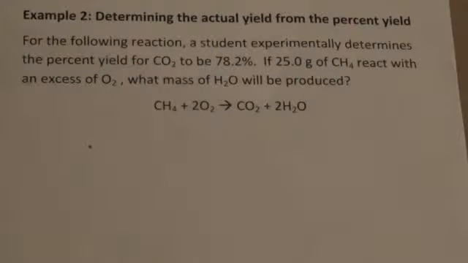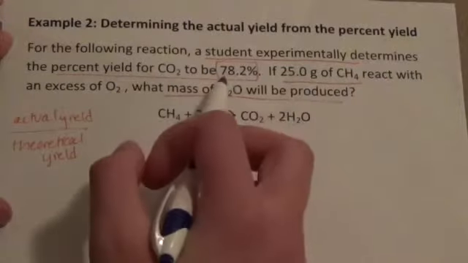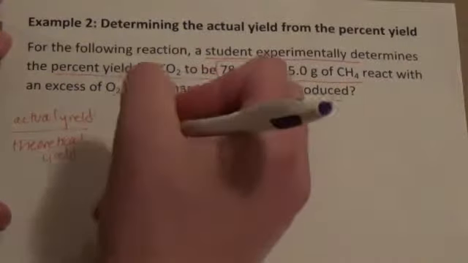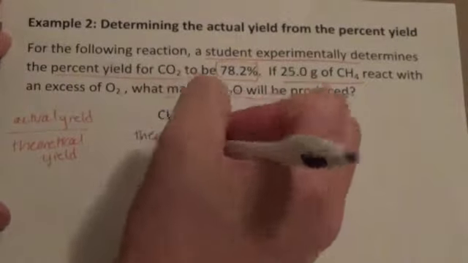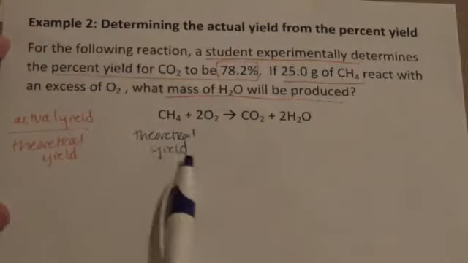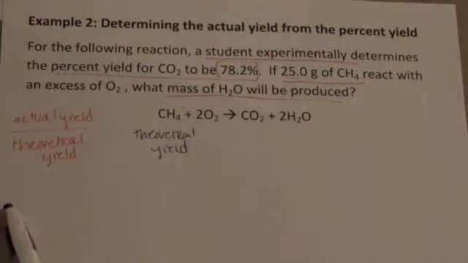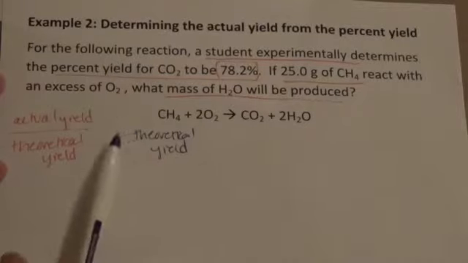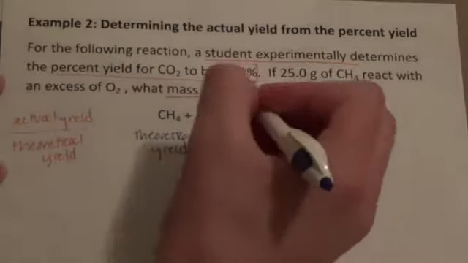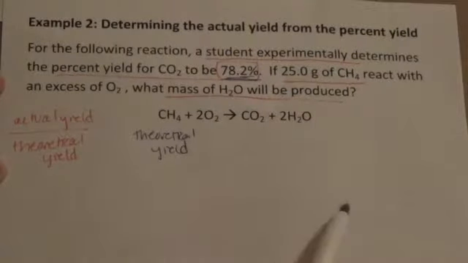So for the final example, we're going to be showing how to determine the actual yield from the percent yield. And because we have the percent yield, we can go ahead and calculate the theoretical yield, because we won't actually be doing any lab calculations right now. We're just going to be looking at the reaction and the ratios to determine theoretically what mass of water will be produced. And then from there, we will be able to multiply it by the percent yield, which was determined by the student, in order to find out what the actual yield will be.